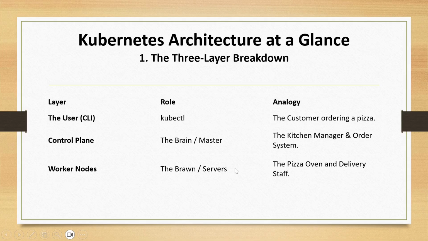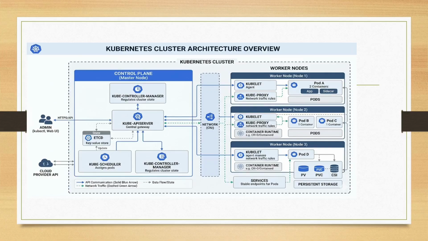the servers where the actual work will be processed or done, like the pizza oven or delivery staff. So these are the main three components: the user CLI, control plane, and worker nodes. Inside that, if we go deep, this is the complete architecture.